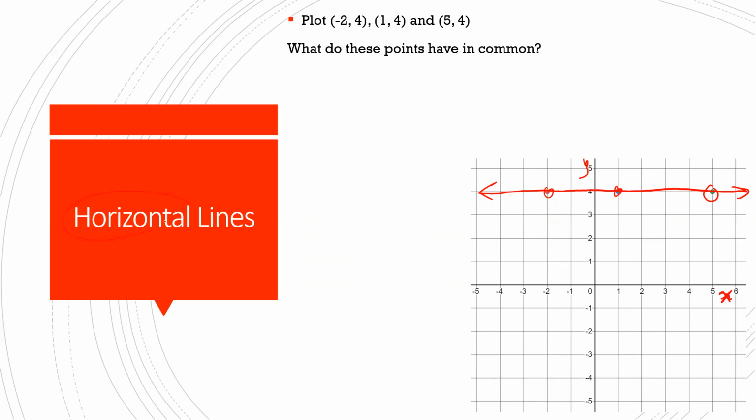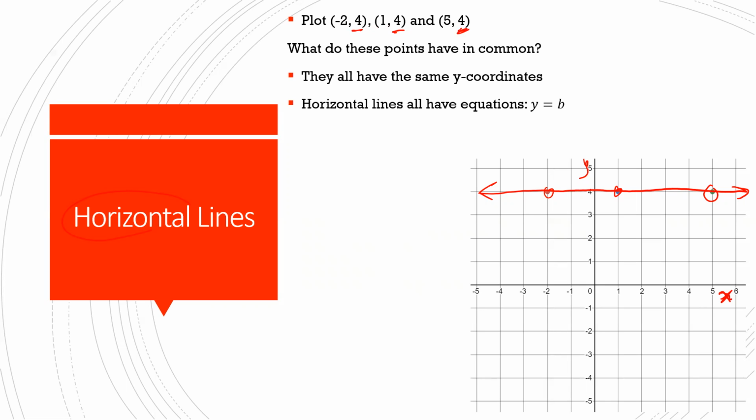The title kind of says it itself. It's obviously horizontal lines that we're looking at here. So what do they all have in common? Well, they all have the same y coordinate, right? I can see very clearly that the y coordinate for all of them is 4. And because of this, we notice that there's a special equation that we can use for all these types of examples.